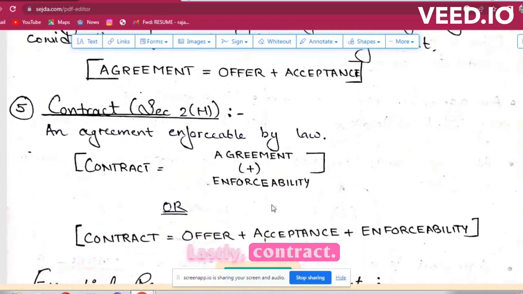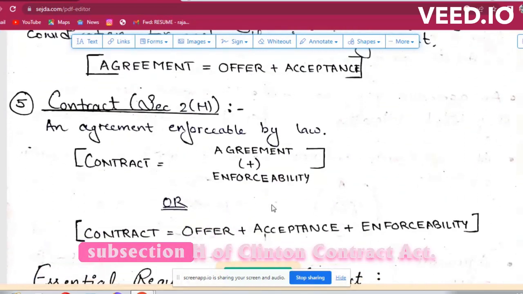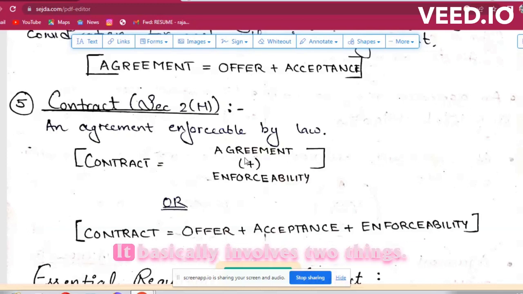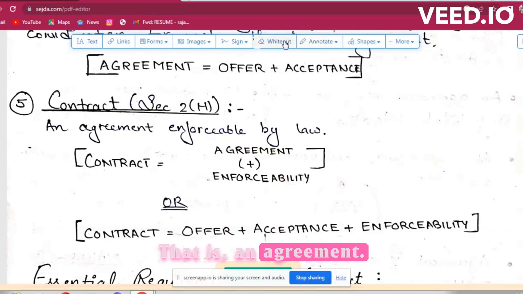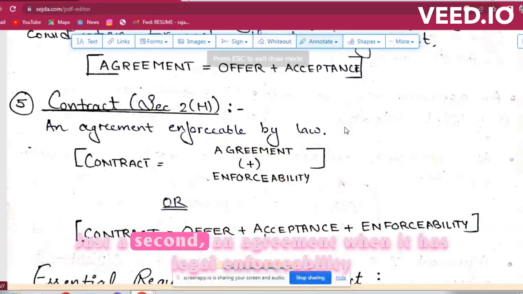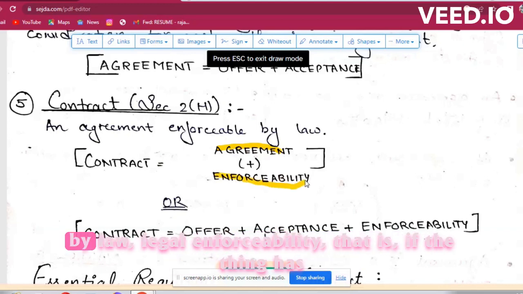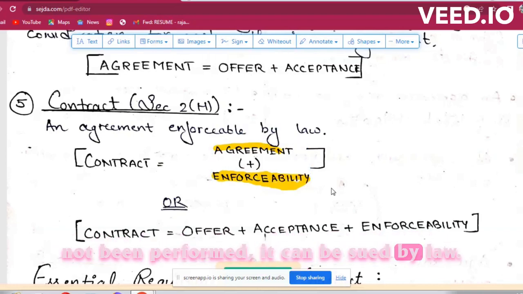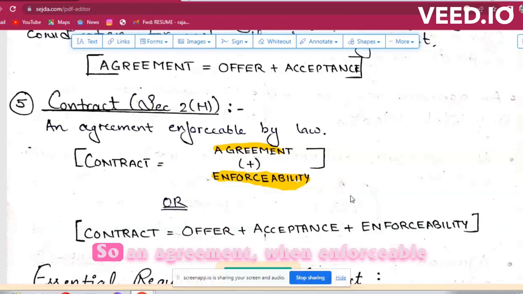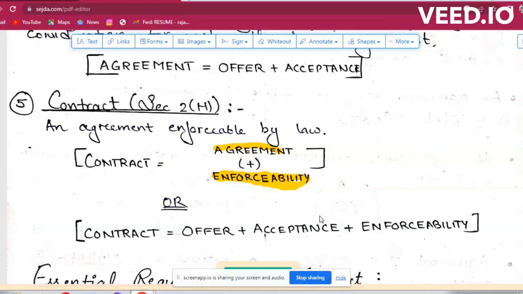Lastly, contract. It is given under Section 2, subsection H of the Indian Contract Act. It basically involves two things, that is, an agreement when it has legal enforceability by law. Legal enforceability means that if the thing has not been performed, it can be sued by law, you can go to court. So an agreement when enforceable by law becomes a contract.